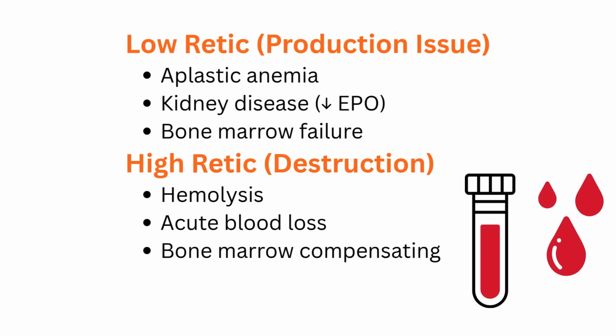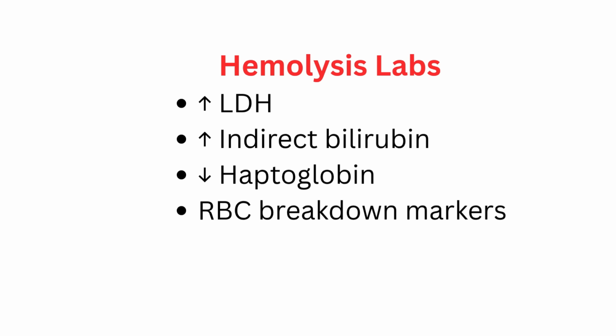So, low retic, production issue, suggests problems like: 1. Aplastic anemia. 2. Kidney disease, decreased EPO. 3. Bone marrow failure. High reticulocytes suggest destruction, like hemolysis or acute blood loss. So, high retic, destruction, suggests problems like: 1. Hemolysis. 2. Acute blood loss. 3. Bone marrow compensating. Hemolysis shows increased LDH, lactate dehydrogenase, increased indirect bilirubin, and decreased haptoglobin.